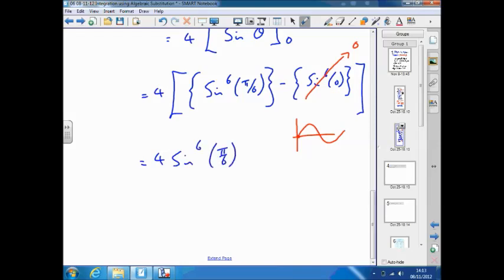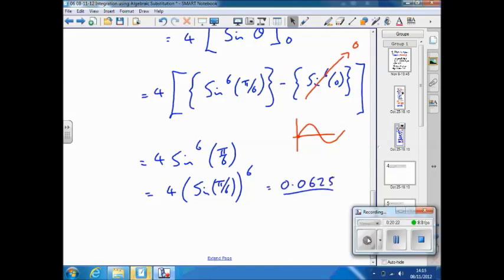And if you remember what this means, this is shorthand for, what we've actually got to calculate on the calculator is 4 times the sine of pi over 6 all to the power 6. That's what that means. So on your calculator, work out what sine of pi over 6 is, and then to the power 6. And that equals 0.0625, not forgetting to put your calculator into radians. Okay, because we're measuring in radians here, pi over 6.